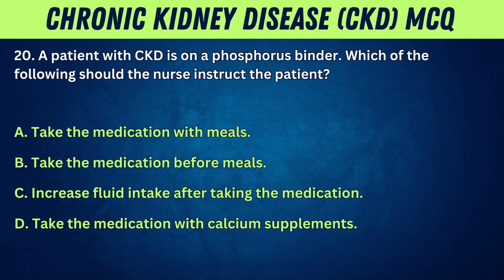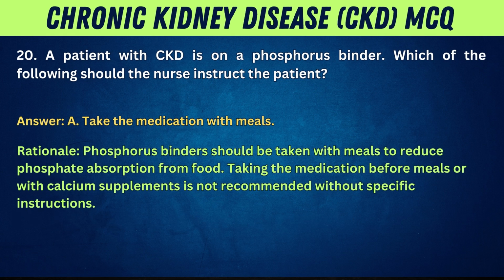A. Take the medication with meals. B. Take the medication before meals. C. Increase fluid intake after taking the medication. D. Take the medication with calcium supplements. Answer: A. Take the medication with meals. Rationale: phosphorus binders should be taken with meals to reduce phosphate absorption from food. Taking the medication before meals or with calcium supplements is not recommended without specific instructions.